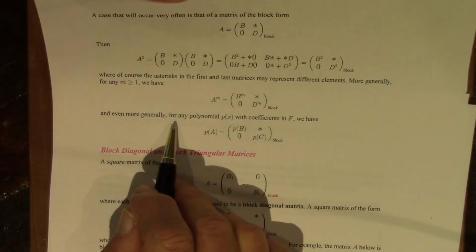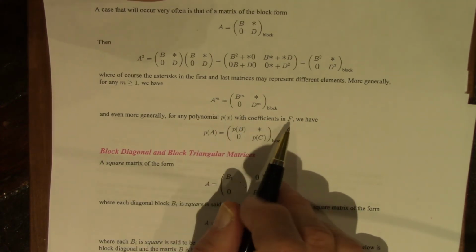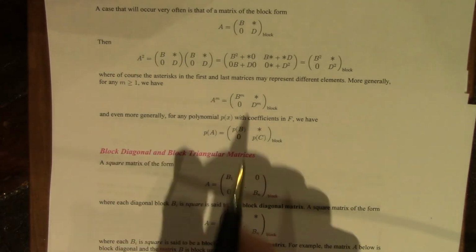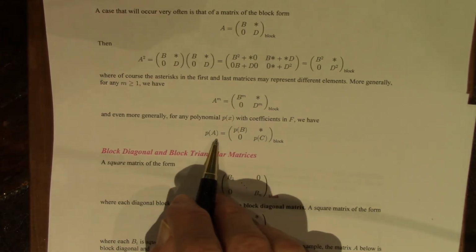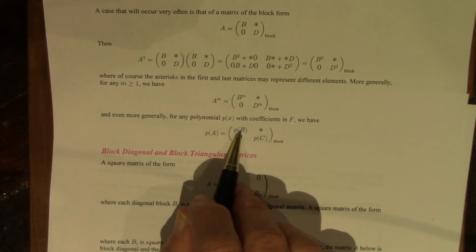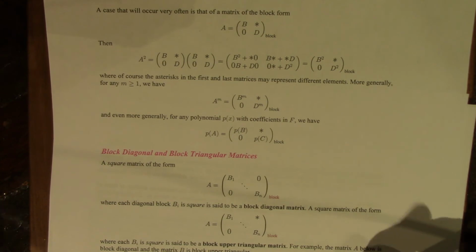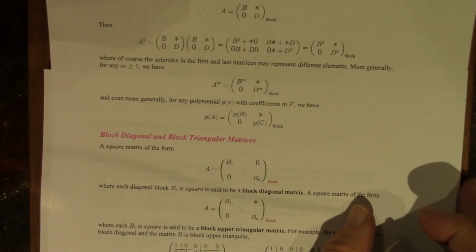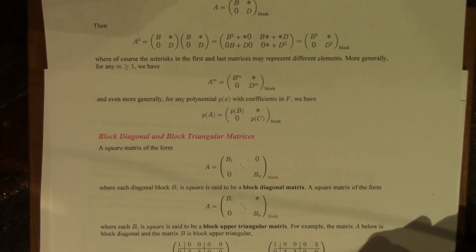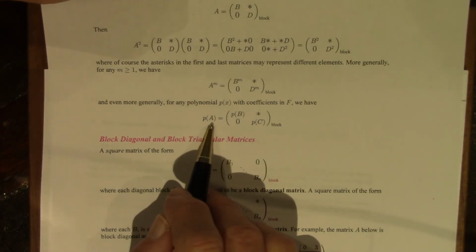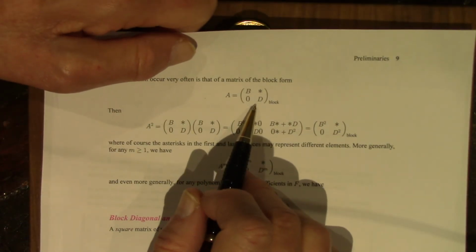Even more generally, for any polynomial p of x, with coefficients over the same field as the matrices, we can take p of A by taking p of B and p of C and sticking them in like this. So this can be quite an important technique for taking polynomials of matrices when they have this particular block form.